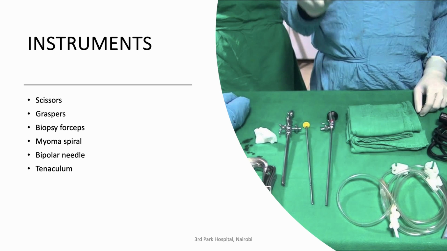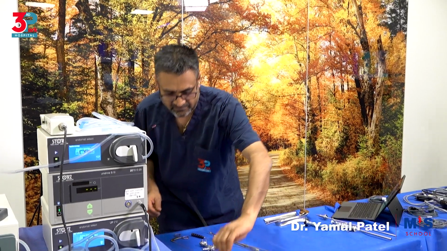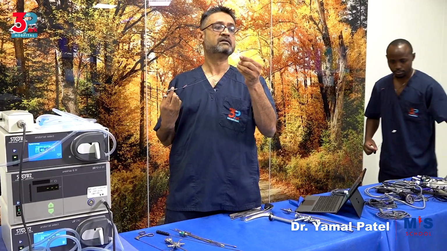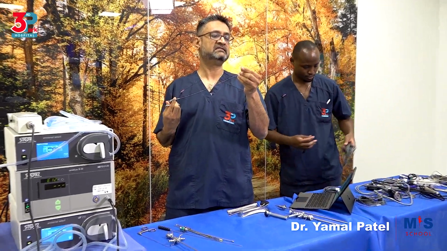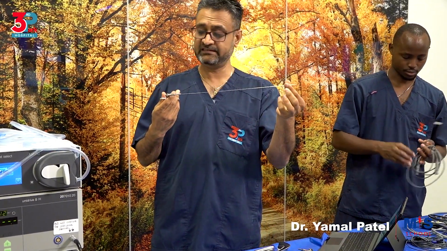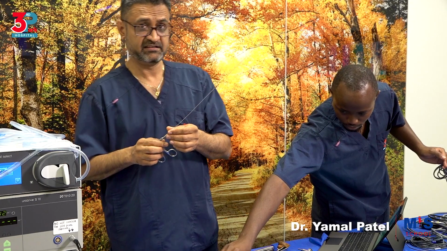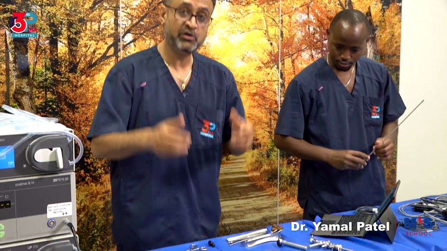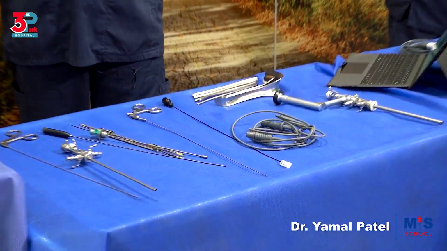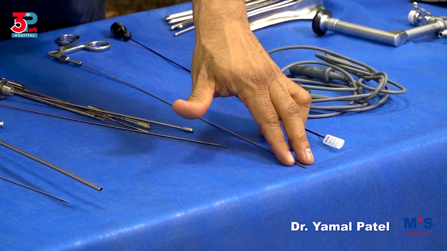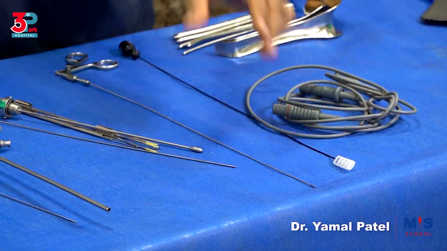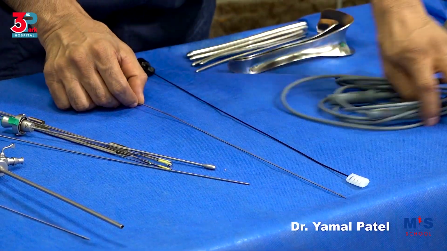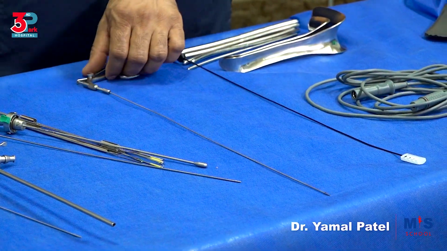We have scissors. So this is scissors. This scissors is 5 French scissors, and it's called a rigid scissors. We have some of them that may be a bit flexible as well. 5 French, how do you convert French into millimeters? It's divided by 3. So 5 French is roughly 1.6 millimeters in diameter. So that's a 1.6 millimeter diameter scissors.